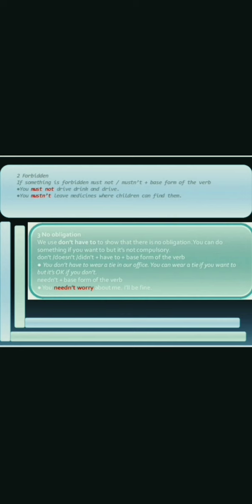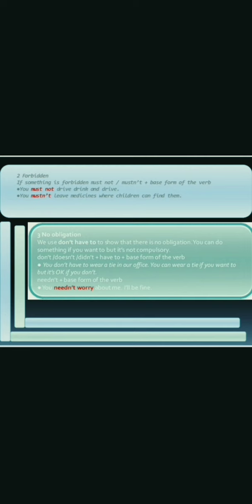Number 2. Forbidden. If something is forbidden, we use must not, or mustn't, plus the base form of the verb. You must not drink and drive. You must not leave medicines where children can find them.